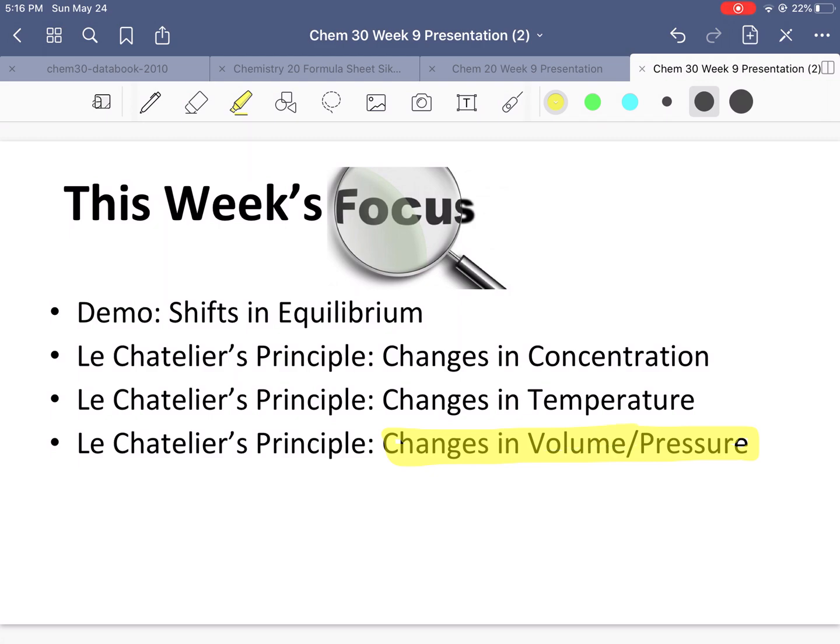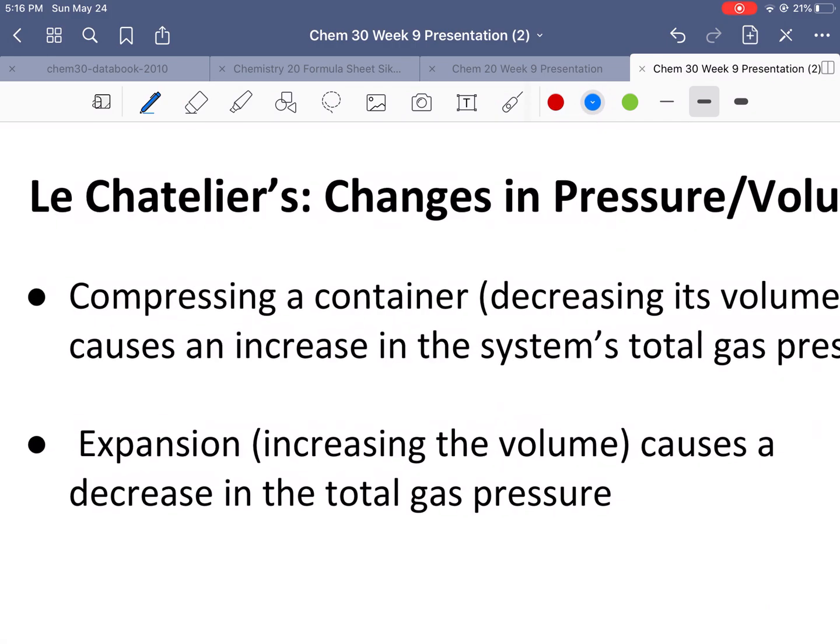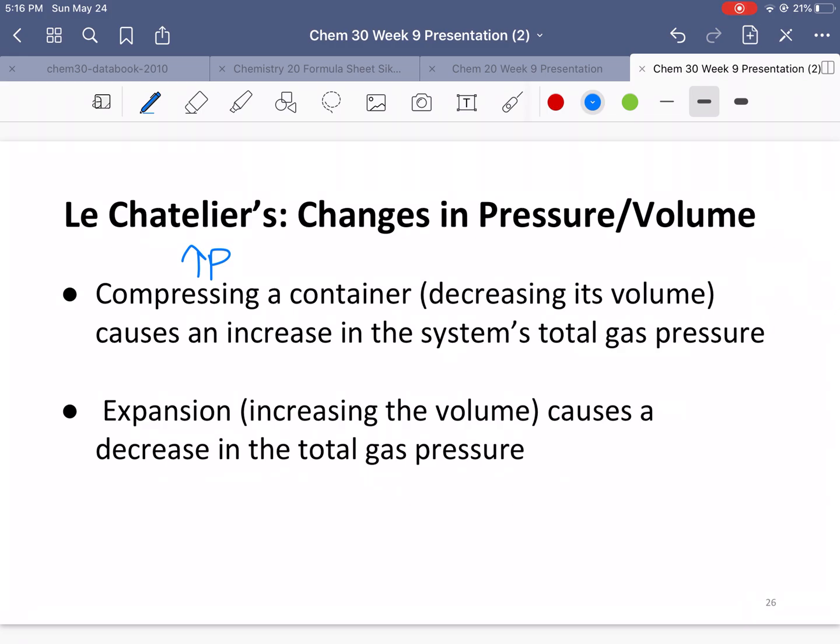And that is with a change in pressure, which of course in turn causes a change in volume or vice versa. You explored the relationship between pressure and volume quite a bit in Chemistry 20. Now that being said, probably haven't thought about it too much, so I will remind you. Now ultimately what happens is when you compress a container, and compressing by its nature is increasing the pressure, right? You're compressing, you're pushing down. Notice we have an inverse relationship here between pressure and volume.